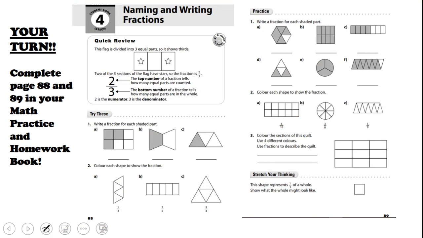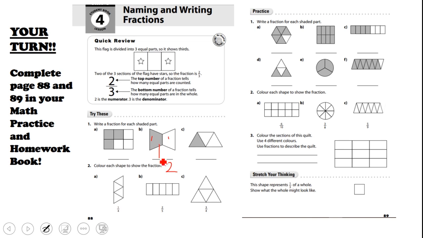So your job today is to complete page 88 and 89 in your math practice and homework book. So basically, you're just going to go through and do exactly what we've just practiced, okay? So you're going to start with number 1, and you're just going to write the fraction here, okay? So for example, I'm going to do the easiest one. If I have 2 parts to my shape, and I'm going to use the line to help me, but only 1 is colored, remember, I just do 1/2, okay?